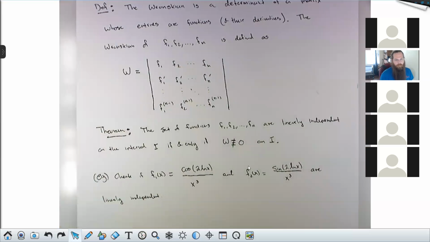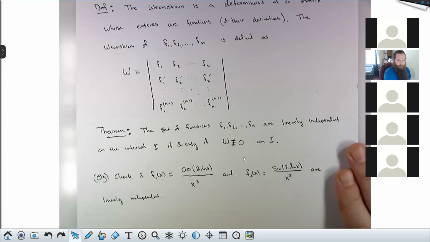Now you could argue that this is like cos of some stuff over x cubed and sine of some stuff over x cubed, and that for whatever reason, cosine and sine aren't constant multiples of each other, and try to argue your way there. But it's good practice with the Wronskian. So what do we need?